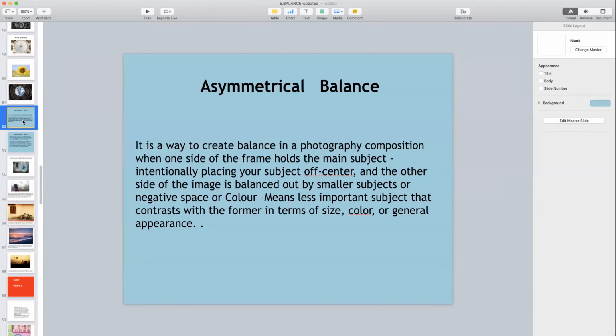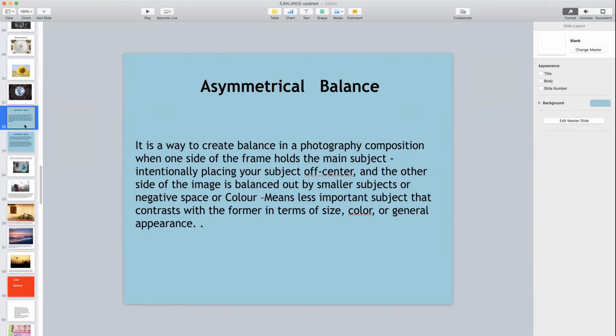So it is a way to create a balance in a photography composition when one side of the frame holds the main subject, intentionally placing your subject off center, and the other side of the image is balanced by smaller objects or negative space or by colors, means less important subjects that contrast with the former in terms of size, color, and general appearance. This is a simple one sentence kind of definition of asymmetrical balance.